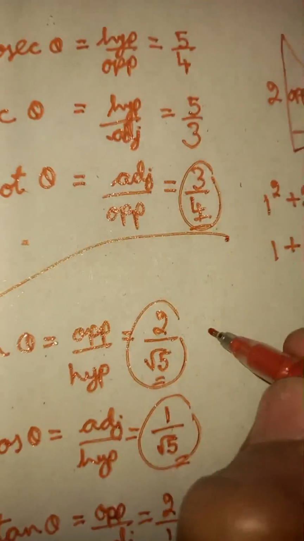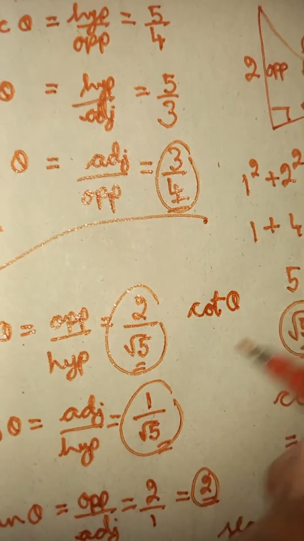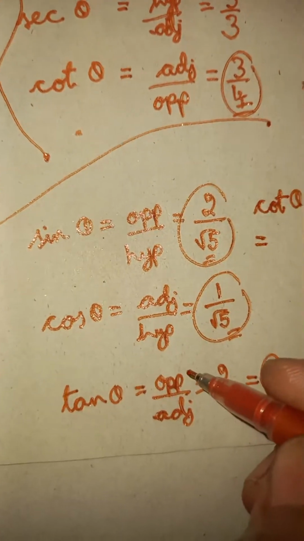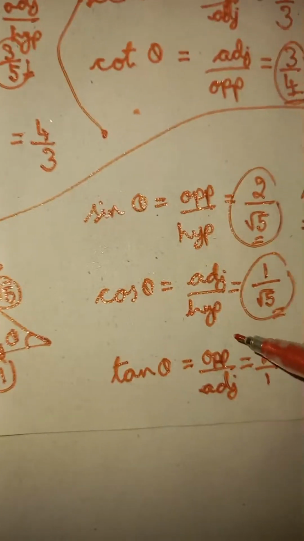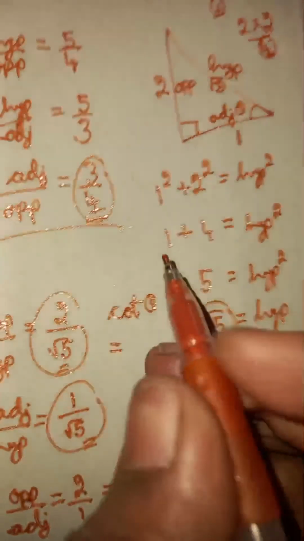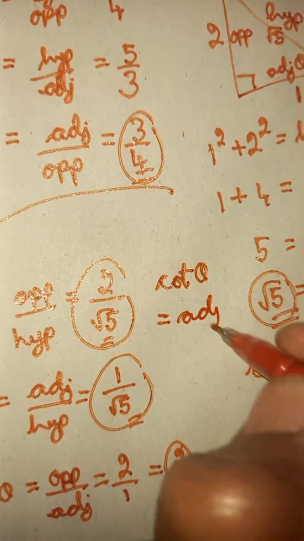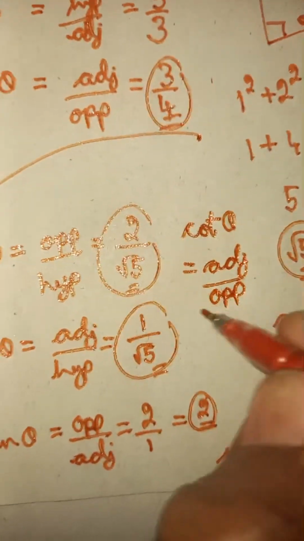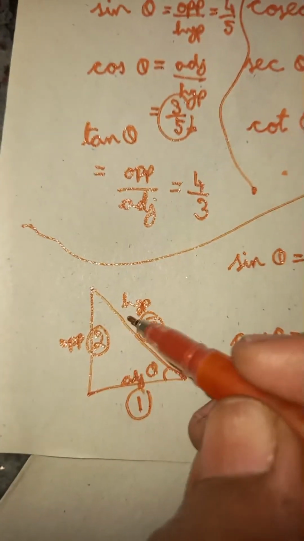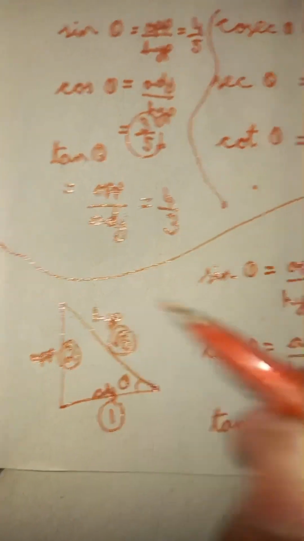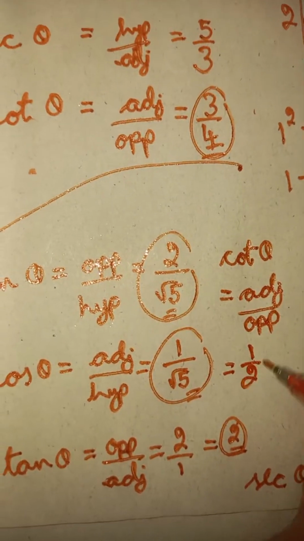Now cot theta is the reciprocal of tan theta. Tan theta is opposite by adjacent, so cot theta becomes adjacent by opposite, which is 1 by 2, or half.